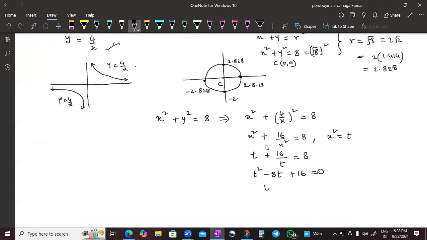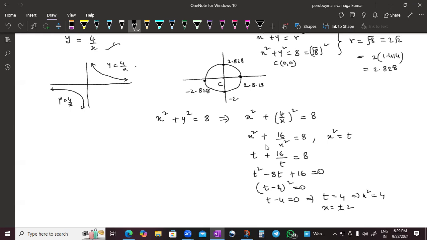You can see this can be written as t minus 4 whole square equal to 0. So t minus 4 is equal to 0, which means t is equal to 4, and t stands for x square. So x square is equal to 4, so x is equal to plus or minus 2.